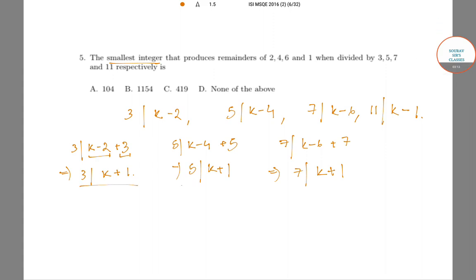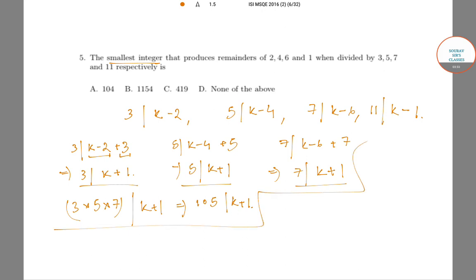Now from these three we get 3 × 5 × 7, since these are prime numbers, divides k + 1, which says 105 divides k + 1. So k + 1 can be 105, 210, 315, 420, 525, etc. Let us check the first few by hand.